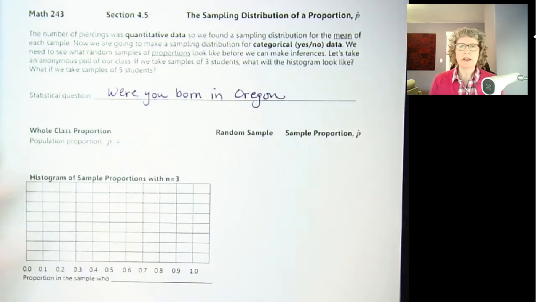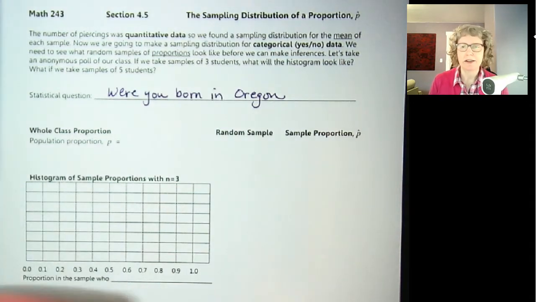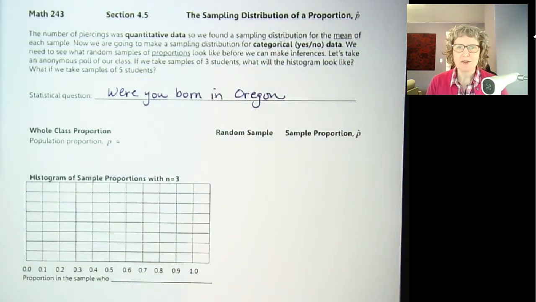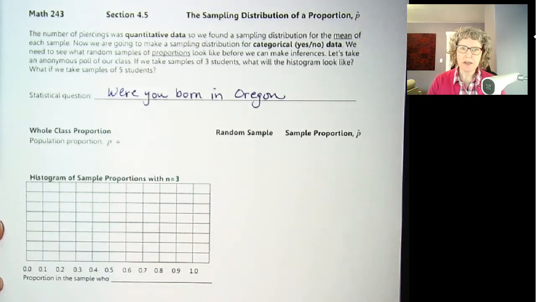It can't be something where you could say, well, maybe. You have to be born in one state or one country or not. So this works for our categorical yes-no data. And this time you're not going to see the distribution beforehand, so it's going to be interesting to see how this goes. First, we're going to do samples with n equals 3, so sampling 3 people.